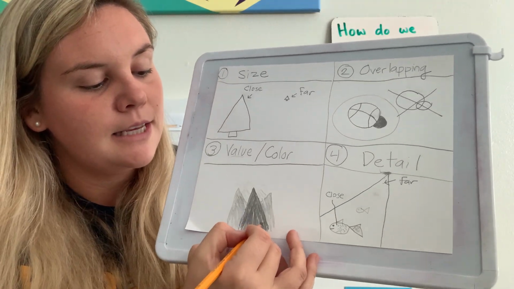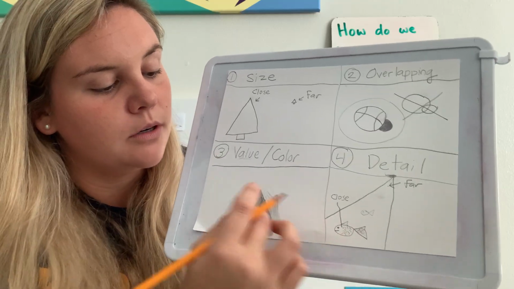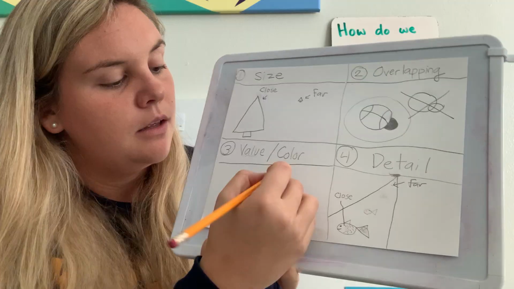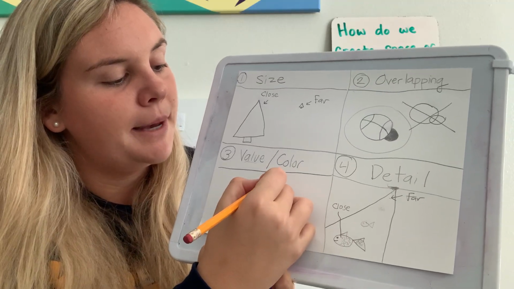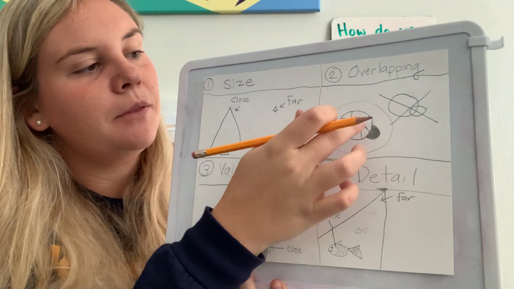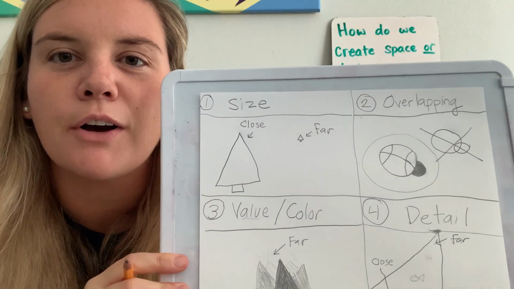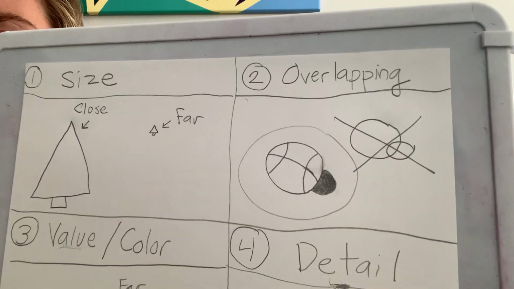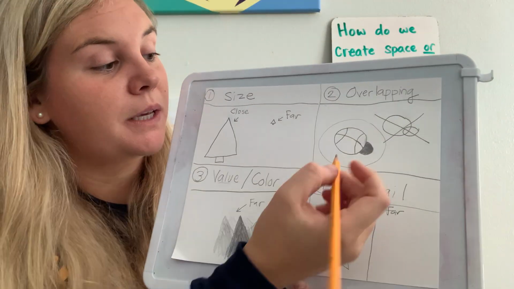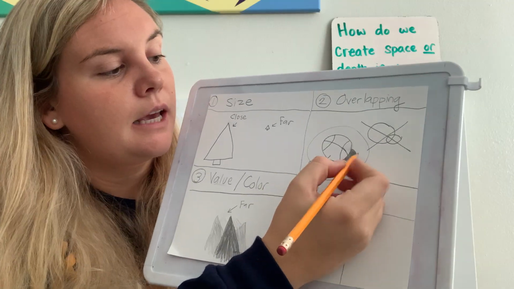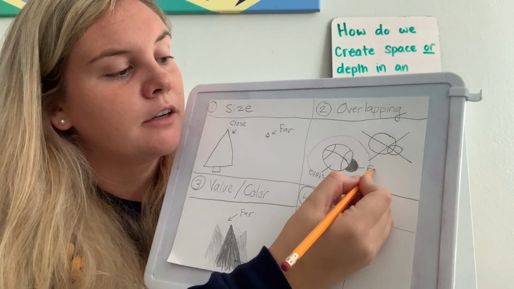This mountain that's nice and bright or has a lot of value is going to be close. And the one in the back is far. And what about the basketball and the golf ball? What do we think? Which one's close and which one's far? The basketball is close because it's in front. And the golf ball will be far.